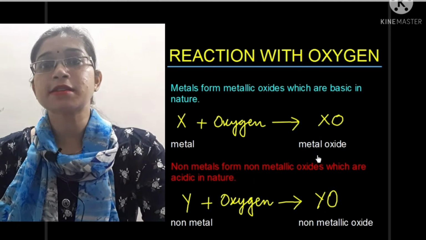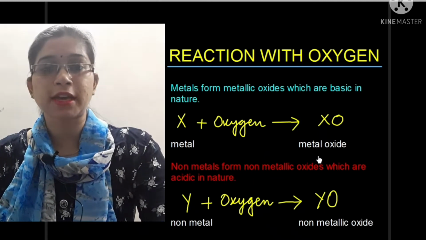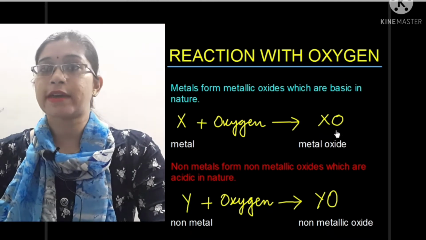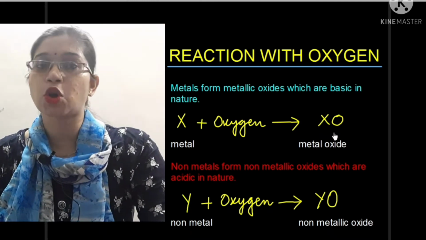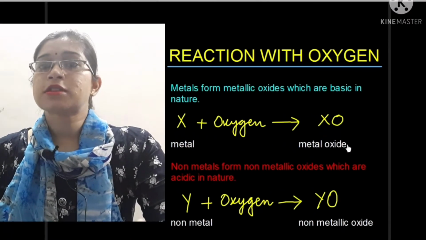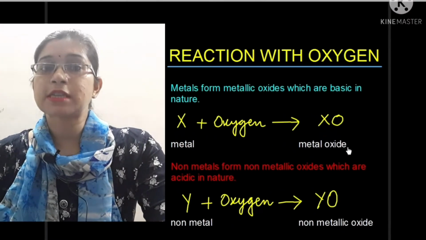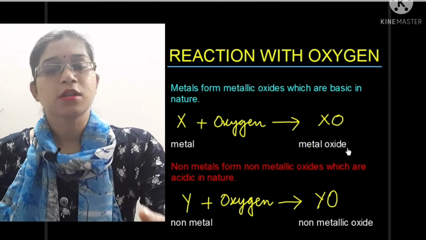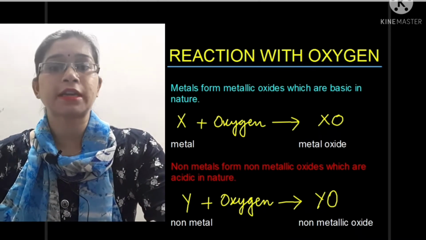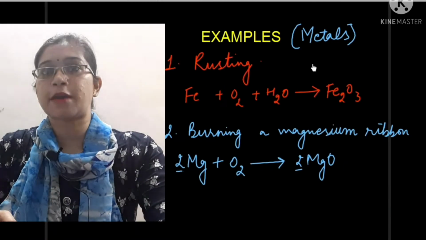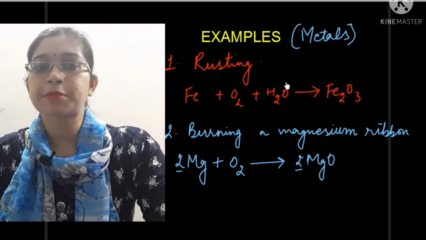So, the metals react with oxygen to form metallic oxides and the non-metals react with oxygen to form non-metallic oxides. As the metal oxides are basic in nature, non-metallic oxides are acidic in nature. Now, this type of process in which oxygen is getting added is known as oxidation process. We notice oxidation in our day-to-day activities also. One by one we will see all the examples. First of all, we will see examples of metals.